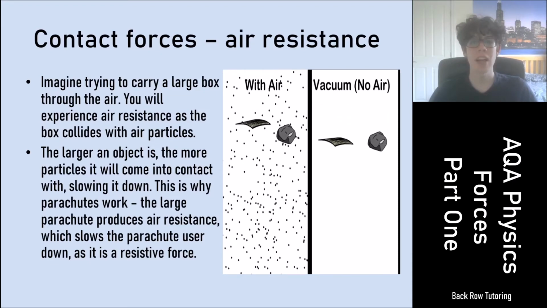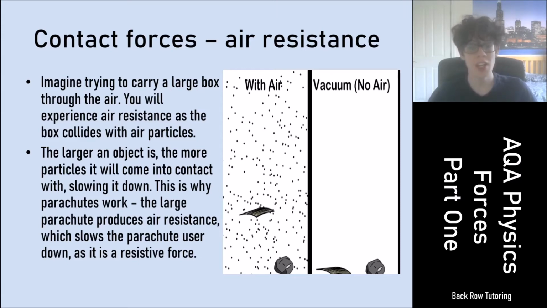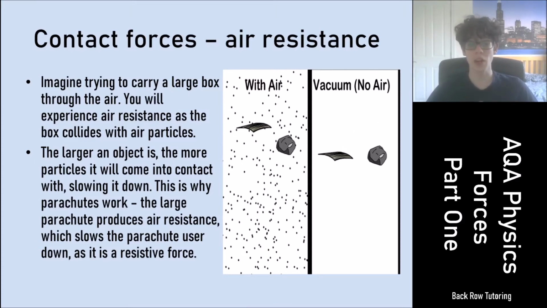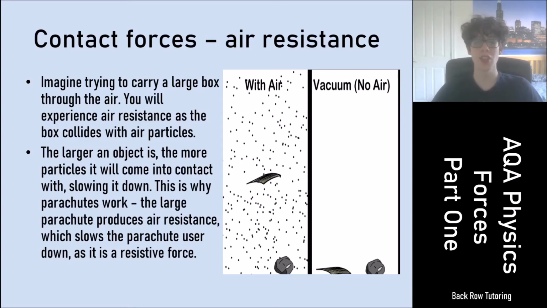Imagine trying to carry a large box through the air. You will experience air resistance as the box collides with air particles. The larger an object is, the more particles it will come into contact with, slowing it down. This is how parachutes work. The large parachute produces air resistance, which slows the parachute user down as it is a resistive force.